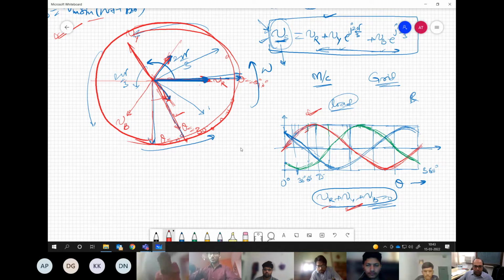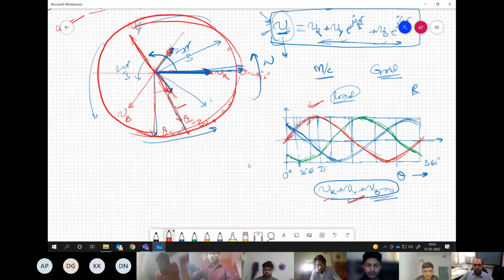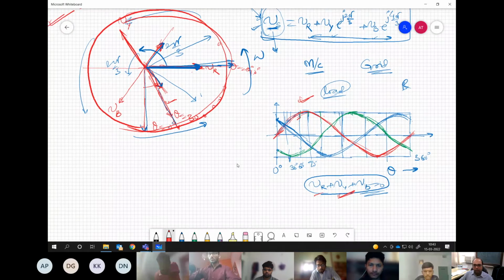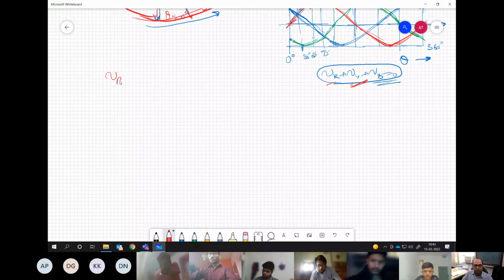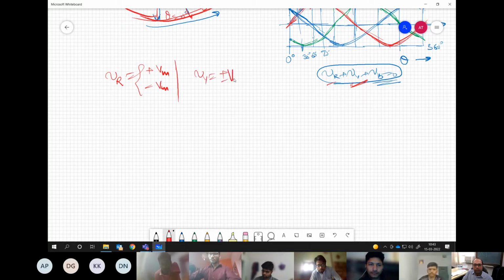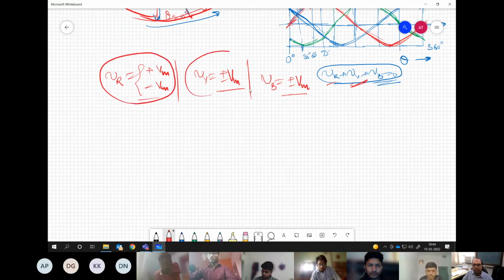For example, let us say my voltages on R, Y, B have only two possibilities. VR can be only plus Vm or minus Vm. Then Vy can only be plus or minus Vm, and Vb can also only be plus or minus Vm. There is no other value available in between. Now how do we represent this system in space vector form?